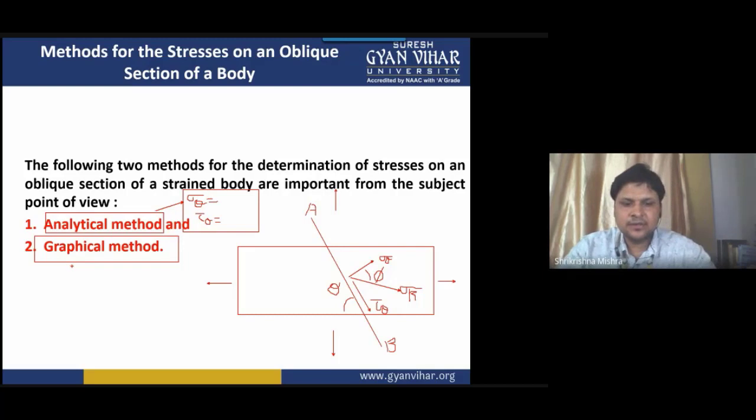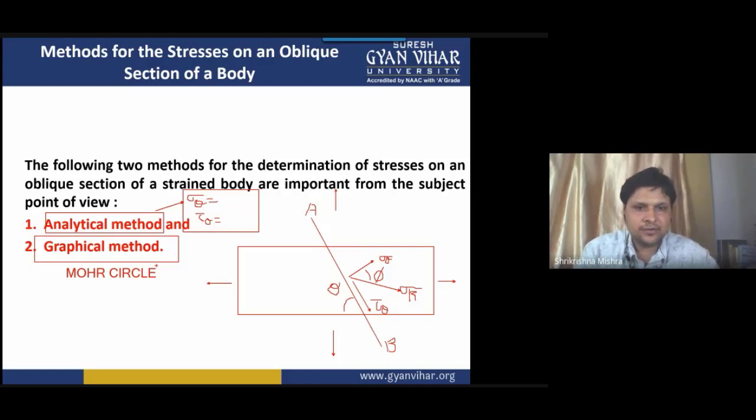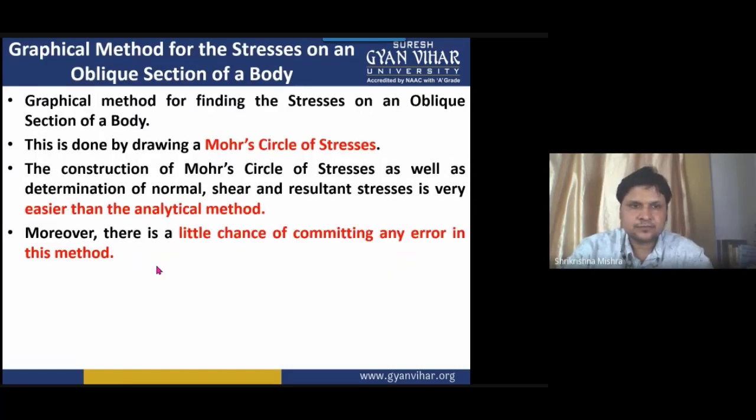Now in the graphical method, we make use of the Mohr circle. How it is drawn, I have already told you in the previous lecture. In continuation with that, I will also solve the cases which are left, and I will draw the Mohr circle for them. The graphical method for finding the stresses on an oblique section of a body is done by drawing the Mohr circle. The construction of the Mohr circle of stresses, as well as the determination of normal, shear and resultant stresses, is much easier than the analytical method.